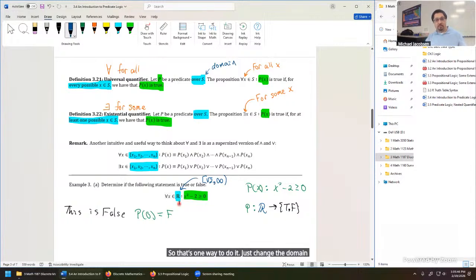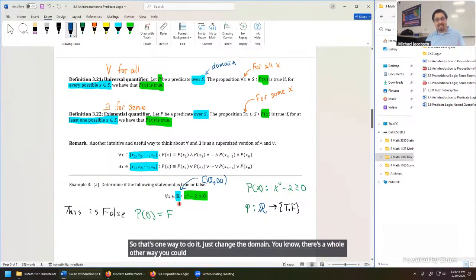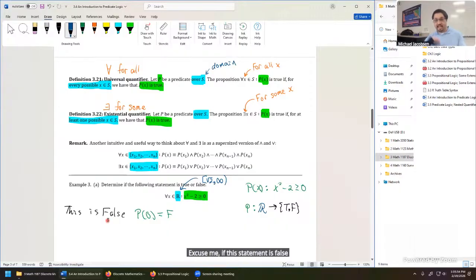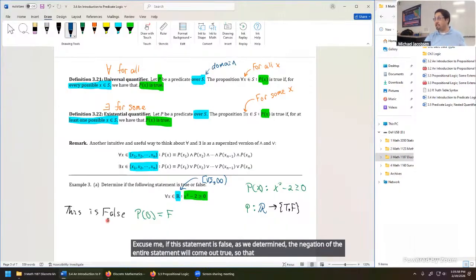But there's a whole other way. You could just negate this entire statement. If this statement is false, as we determined, the negation of the entire statement will come out true. So that'd be a second way to do it. Does that make sense with that question there so far?